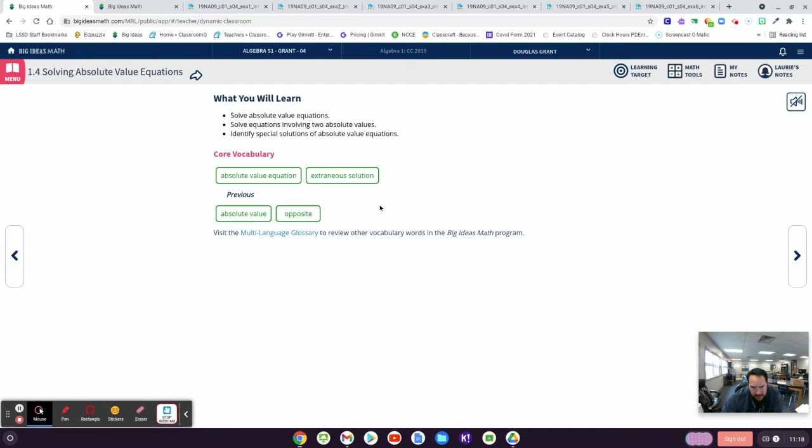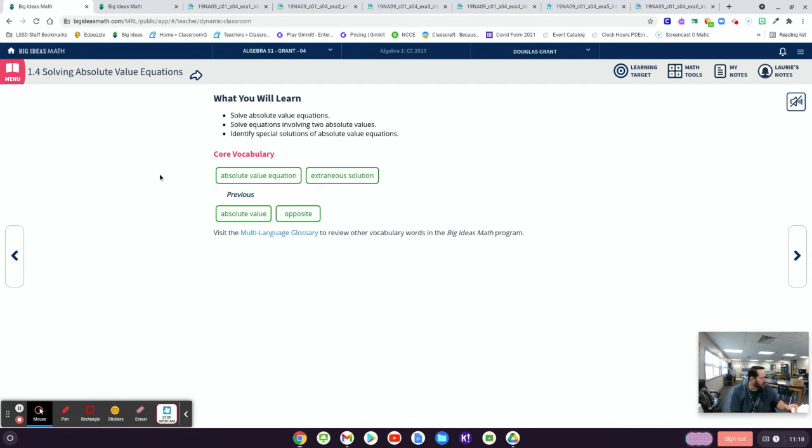Extraneous solution is similar to having no solution when you're solving linear equations, and we'll talk about that. An extraneous solution basically means it doesn't make sense. And then previous vocab is absolute value. So you have to know these lines are absolute value signs. And you have to know opposite. So if you have a positive, the opposite of that is a negative. And you have to use that principle every time you solve an absolute value equation.